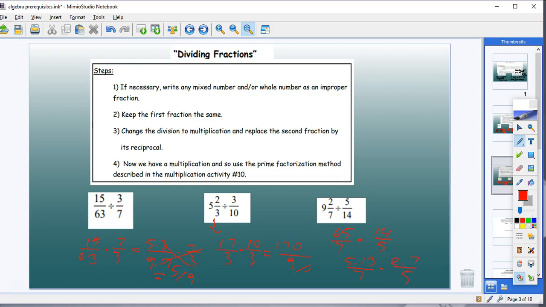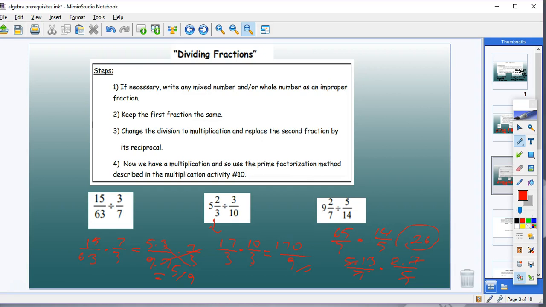So it turns out that we got these 7s as common factors, and we got these 5s as common factors, so we can divide them out. And then what's left on the top is 13 times 2, which is equal to 26.